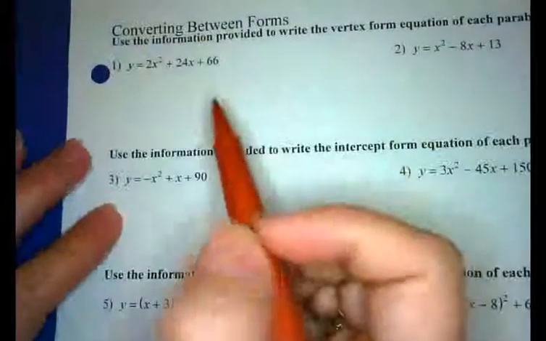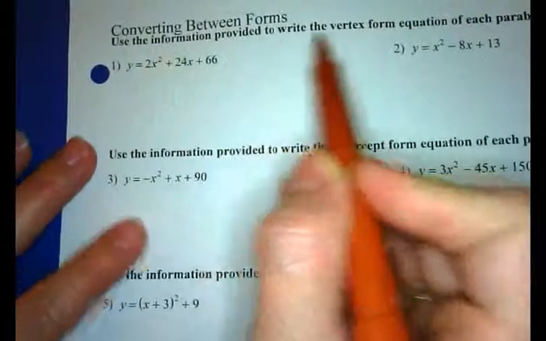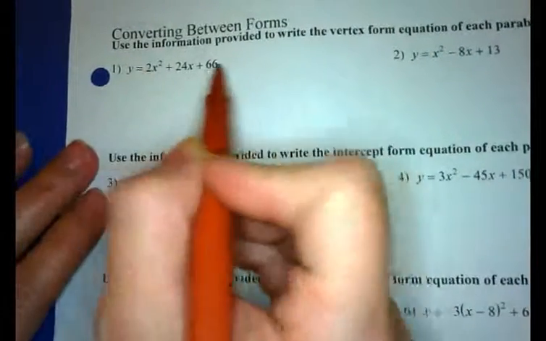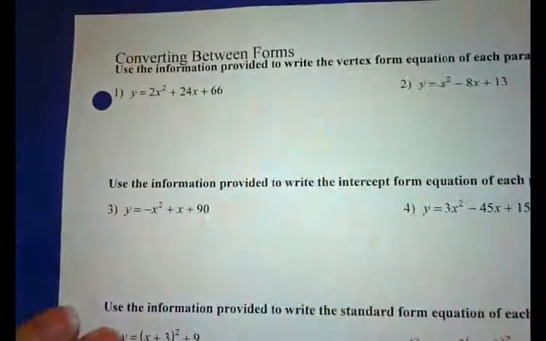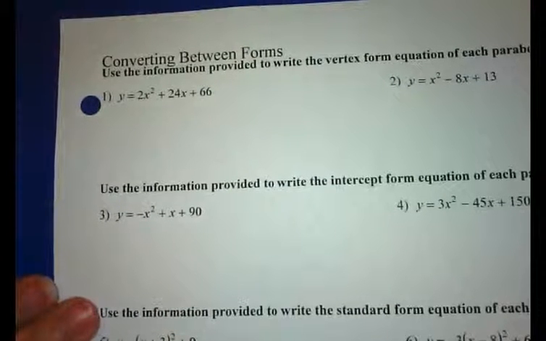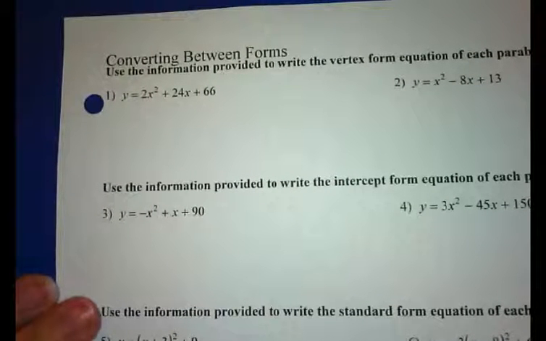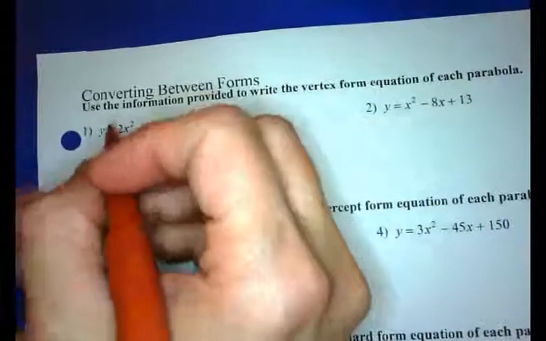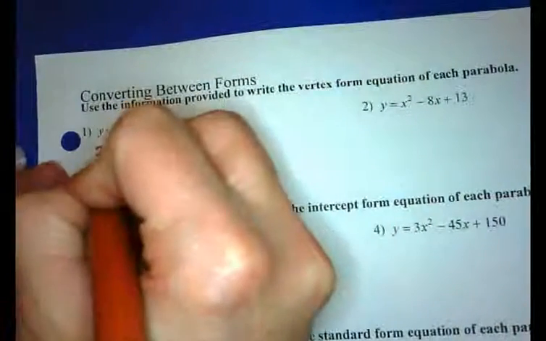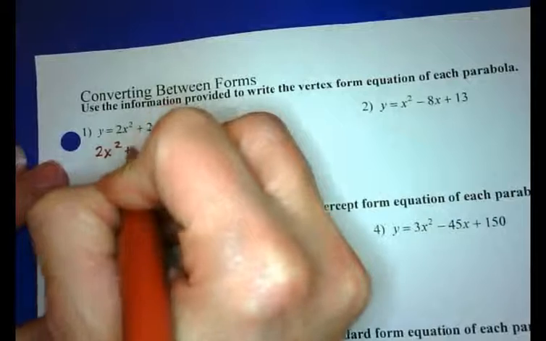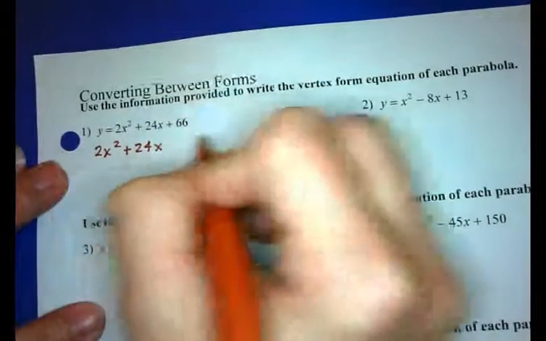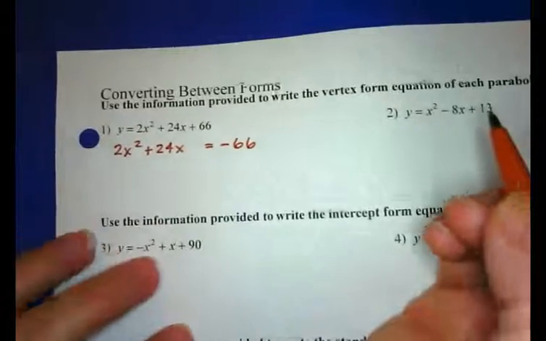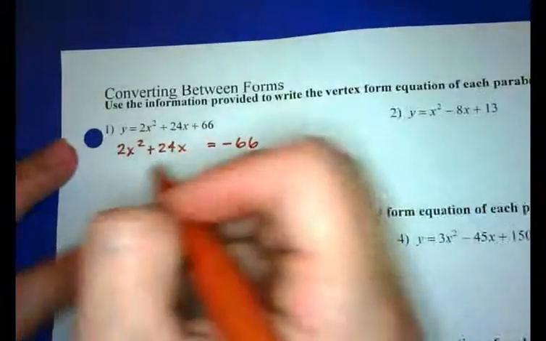Okay, so first thing, we are changing this into vertex form. So right now this is standard form and we want vertex form. So if you use your flip chart, the way to get vertex form is to complete the square. So the first thing that I'm going to do is move the 66 to the other side. So that's going to give me a negative 66.